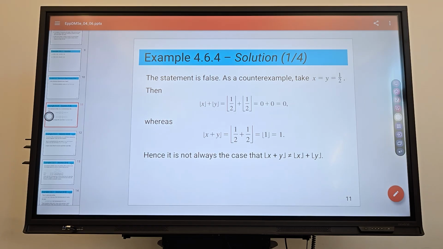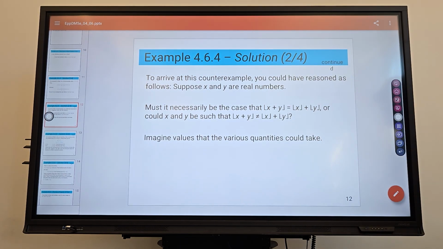The floor of each of those would be 0, plus 0. x plus y would be 1, and the floor of 1 is 1. So it is not always the case that the floor of x plus y equals the floor of x plus the floor of y.